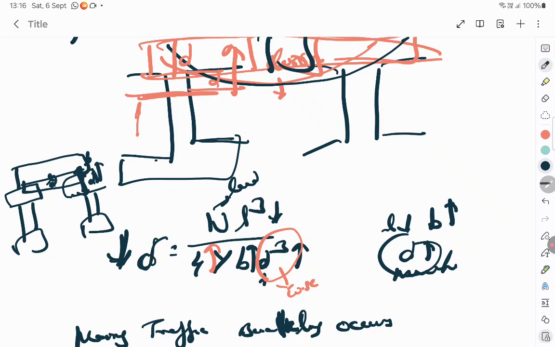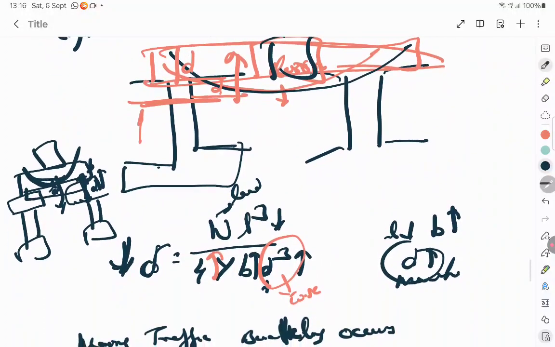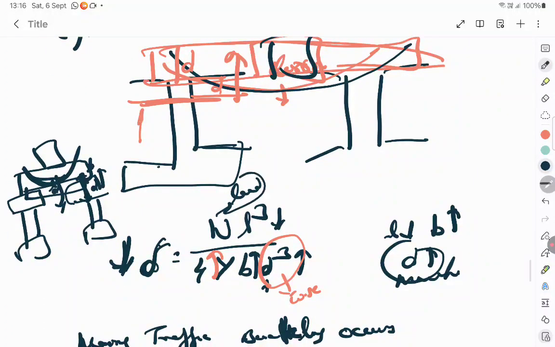This formula is important. When a lorry goes on the road, it will create a depression, a yield, and that depression is given by the weight of the load, that is the lorry, times the length L cube, by 4 into Young's modulus into breadth and d cube. D is the depth, the original depth. That's getting cubed. So ideally, if you want less depression, you can make sure the depth is more, and if you make the depth more, it's also becoming cube. So all the more your depression will be less.